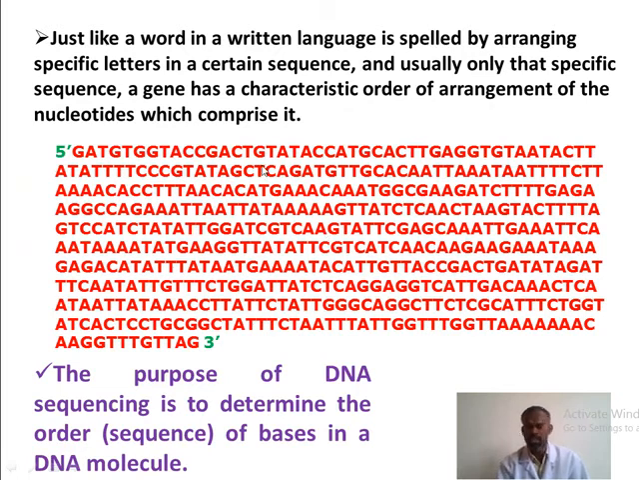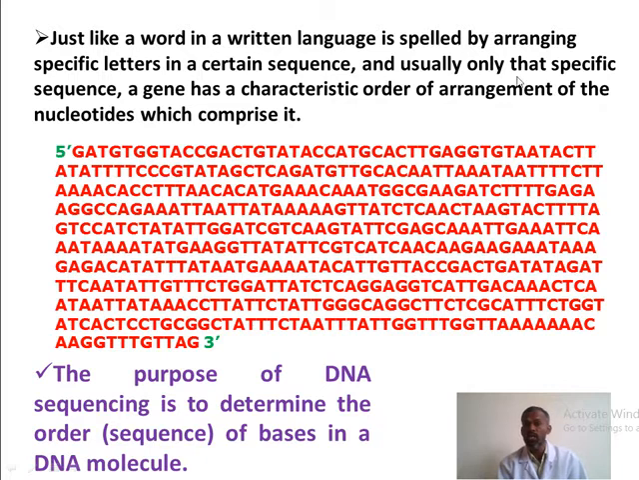Then, what is DNA sequencing? Actually, DNA is made up of four different chemicals. These four different chemicals are arranged in a different pattern, so we need to get the pattern. Therefore, if you get the DNA sequence, then you can manipulate it. Just like a word in a written language is spelled by arranging specific letters in a certain sequence, here the specific letters are the chemicals: guanine, adenine, thymine, guanine, thymine, something like that.